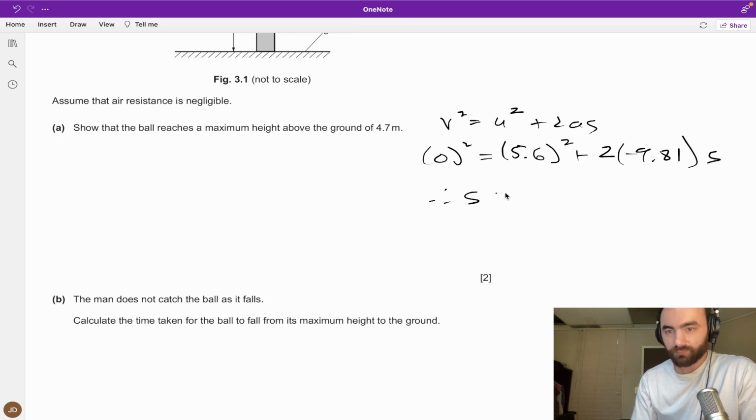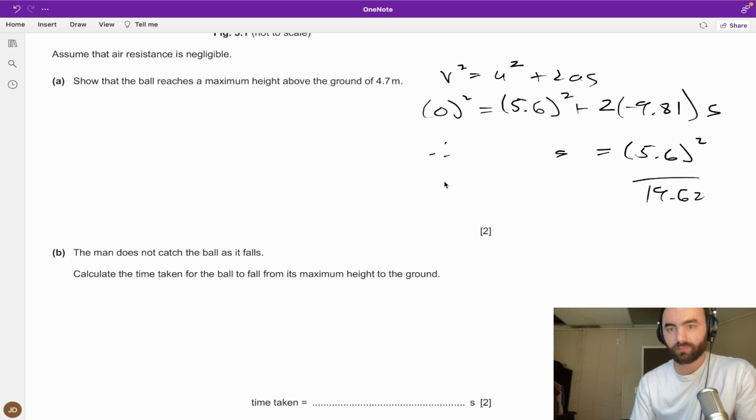s equals... I'll do it for you. If we rearrange this, 2 times 9.81, so you take this over, you get 19.62 s equals 5.6 squared. So we divide through by 19.62 to get s. Therefore s equals 5.6 squared divided by 19.62.